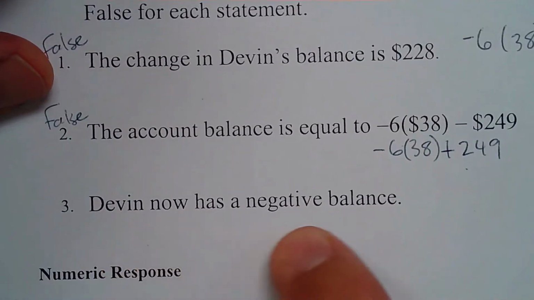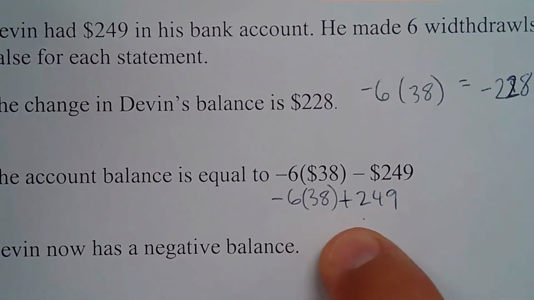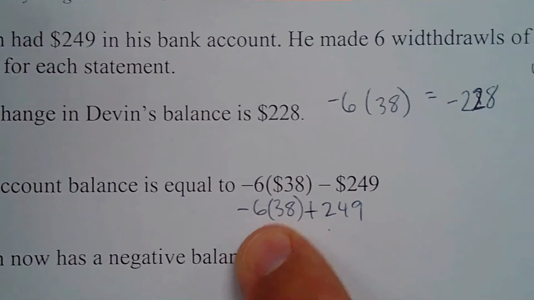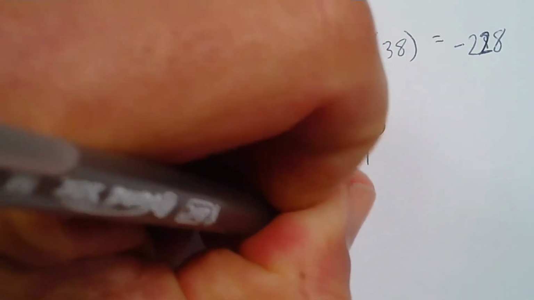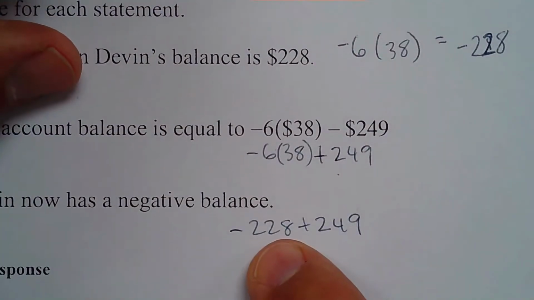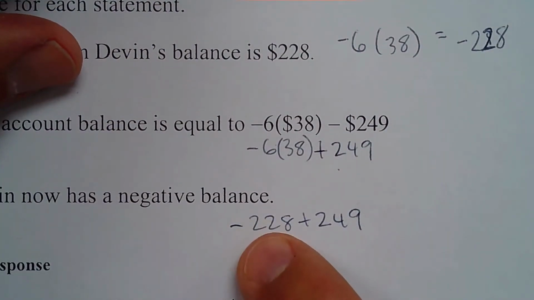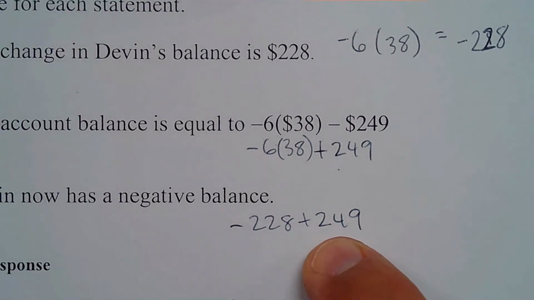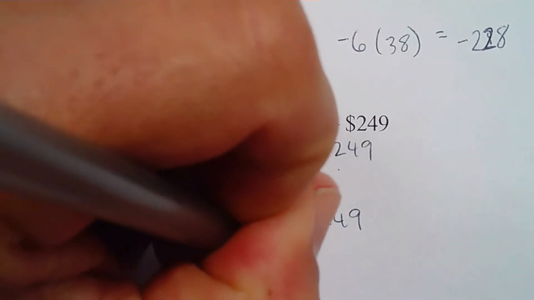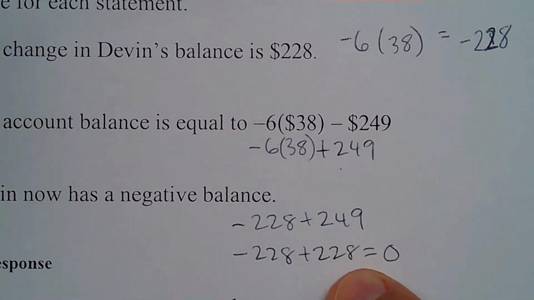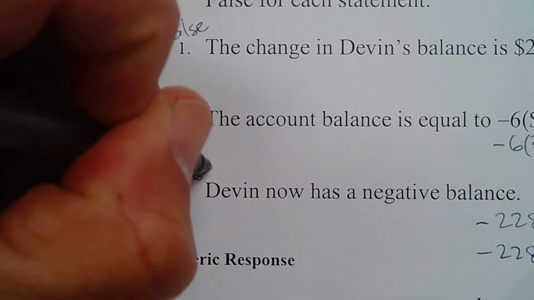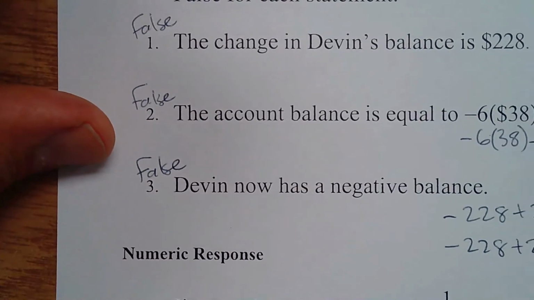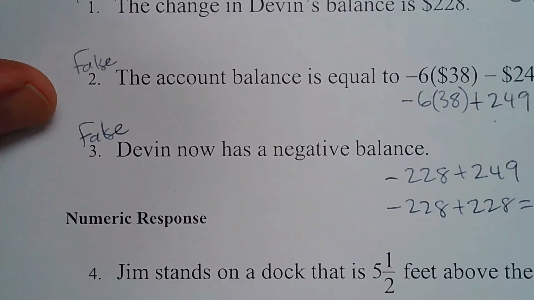And let's see, Devin now has a negative balance. Well, we need to actually do this math here. Now, 6 times 38, that's 228. So negative 228 plus 249. Well, first off, this number is smaller than this one. It's going to be a positive number, you see, because if it was negative 228 plus 228, that would be 0. But this is plus even more than $228. So is it negative? No, it's positive. So this is false, or no, in my solutions that I have posted. So there you go. There's a 3.